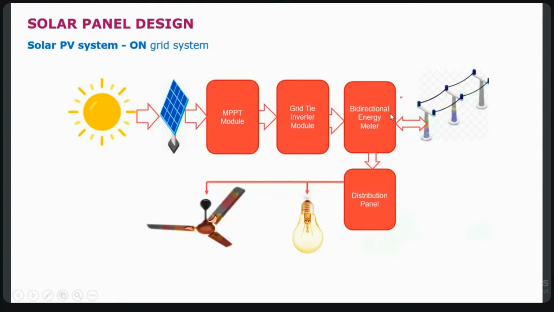It monitors the generation of the solar PV system and the distribution part, and how much energy is supplied to the grid. Everything is calculated using this bidirectional energy meter. In the on-grid system we call it bidirectional because energy is supplied from grid to load and from load to grid.